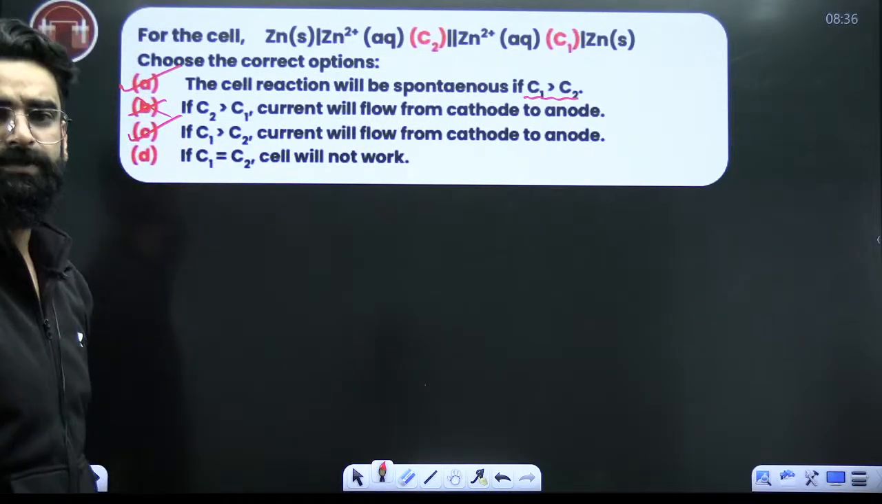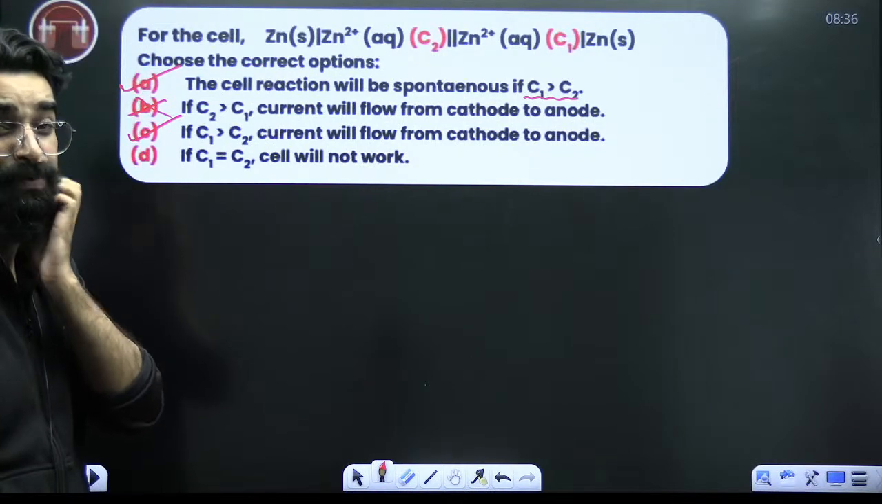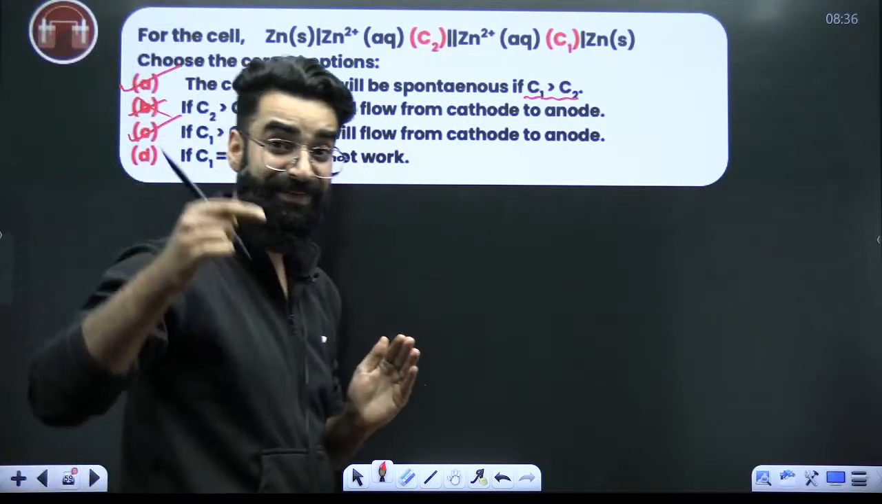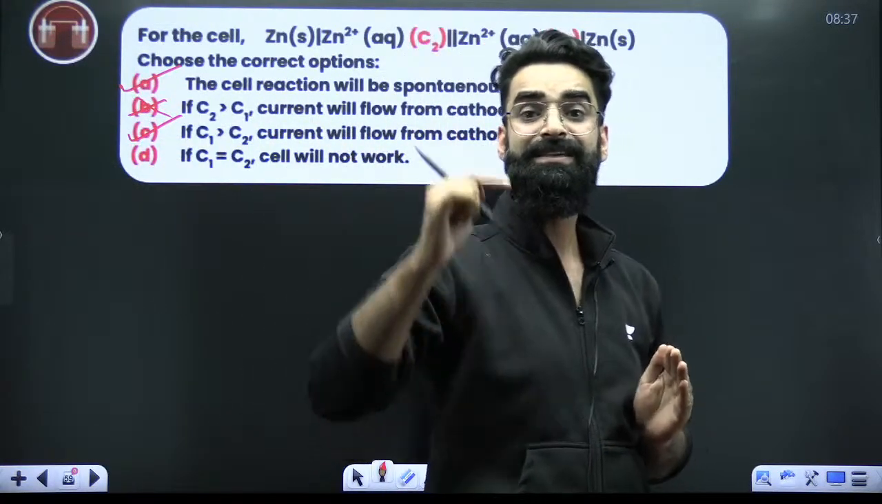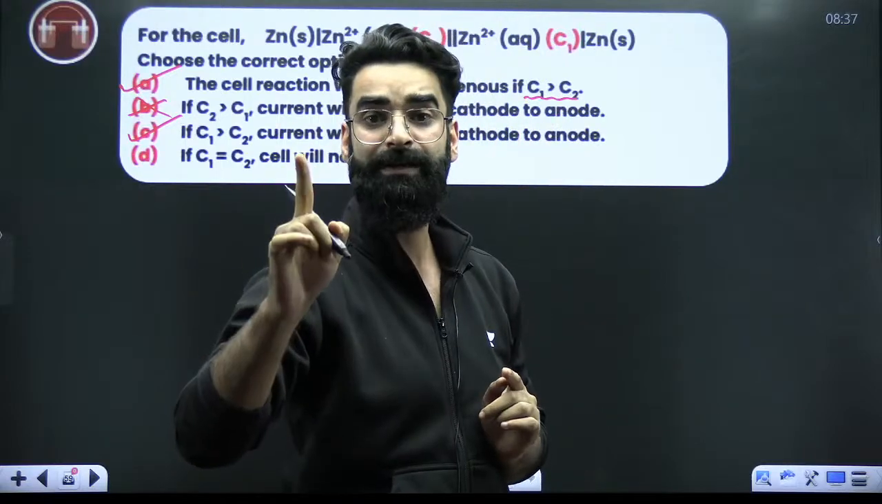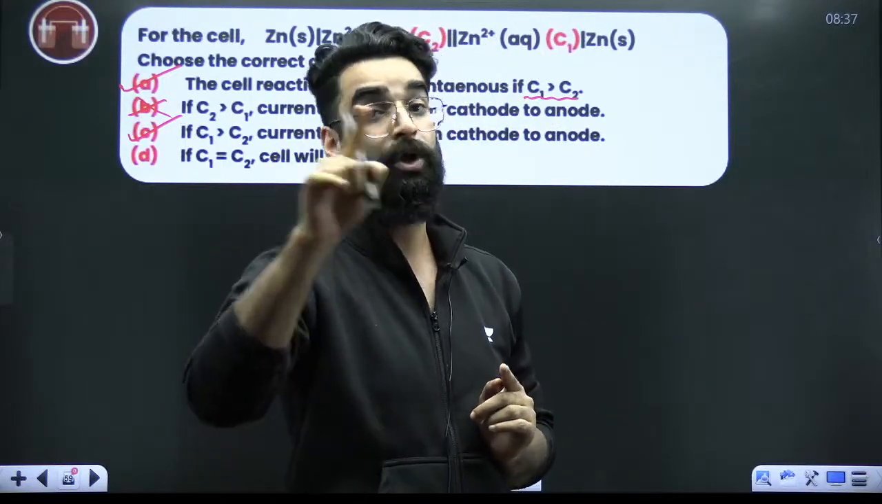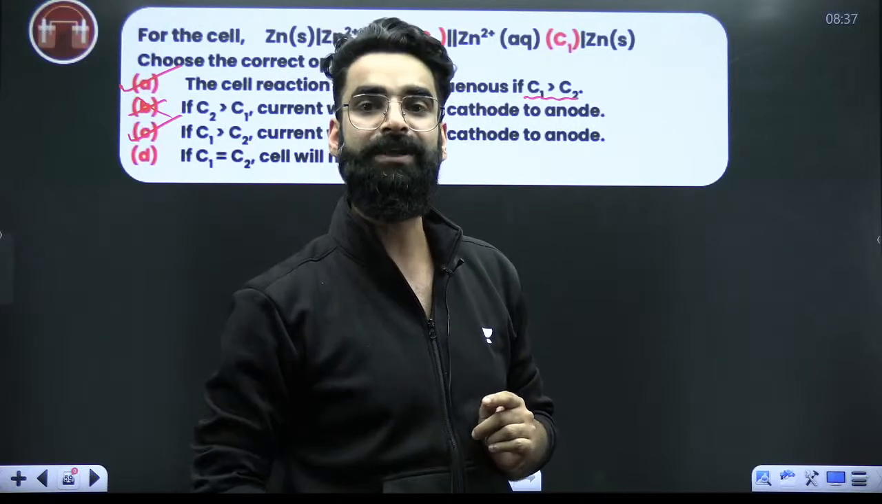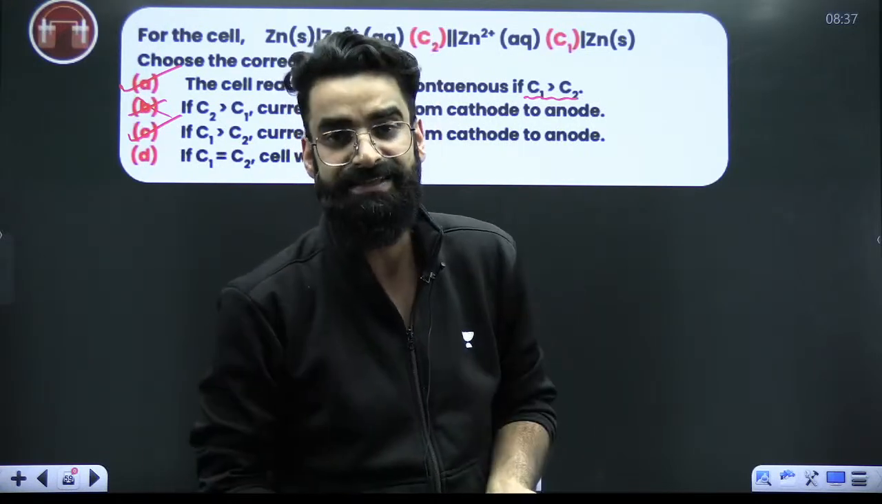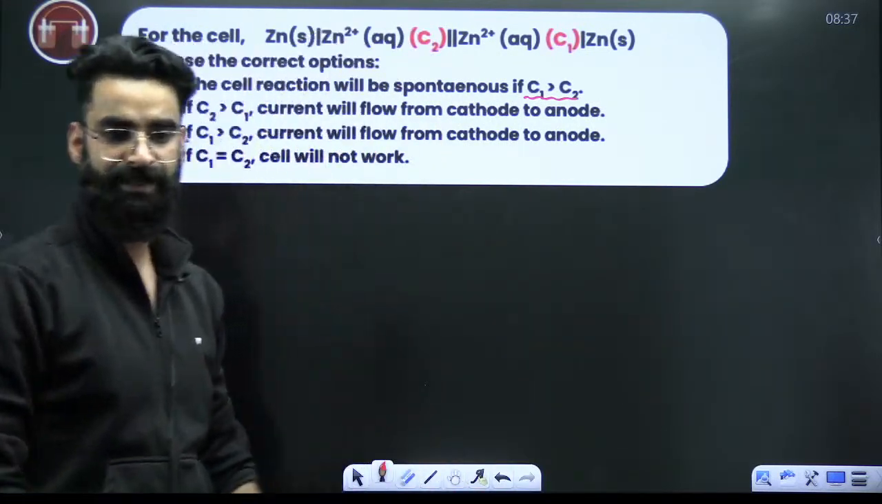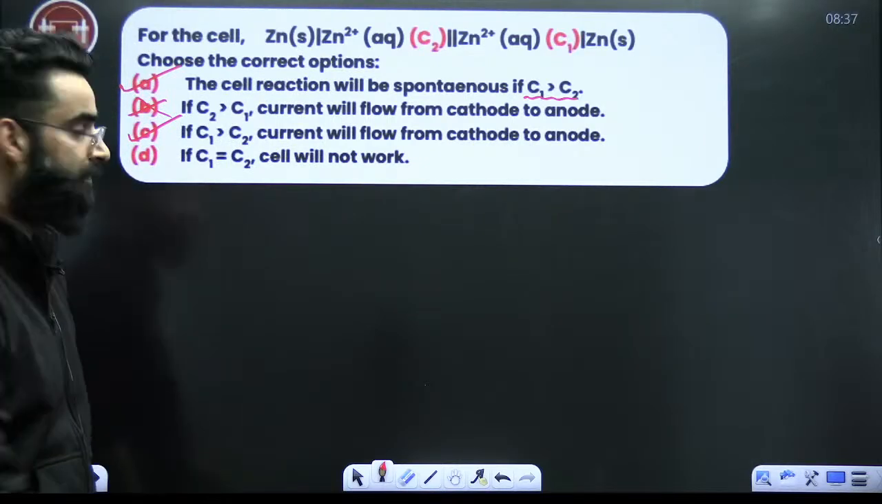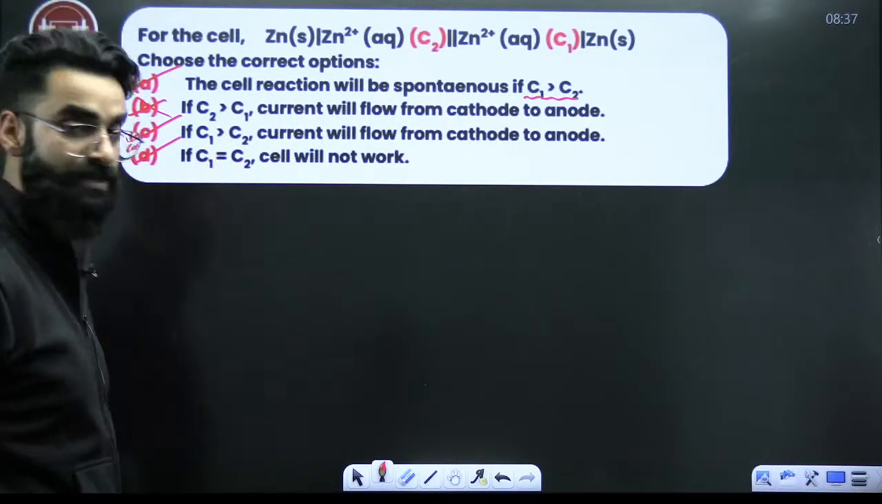If C1 is equal to C2, my dear students, that means C2 by C1 value will be equal to 1. If C2 by C1 is 1, so log of 1 is 0. If log of 1 is 0, that means E cell is 0. If E cell is 0, there will be no current, right? The cell will not work. This is also correct.